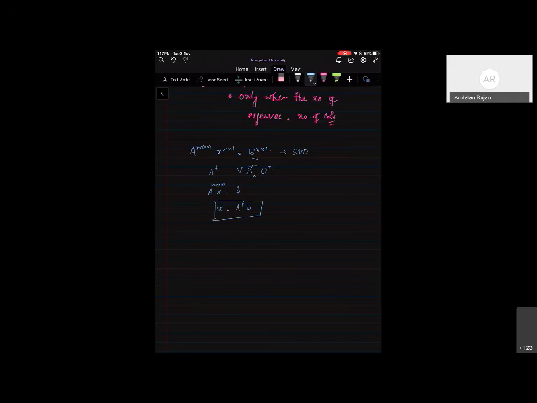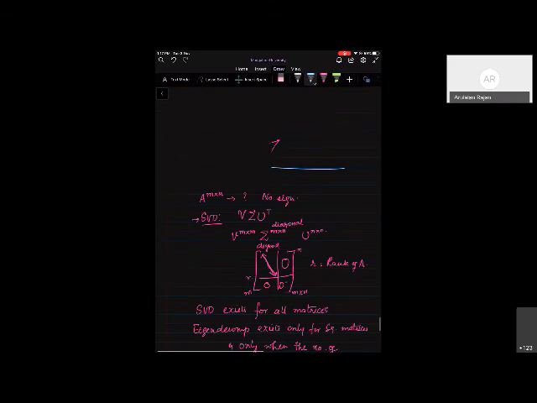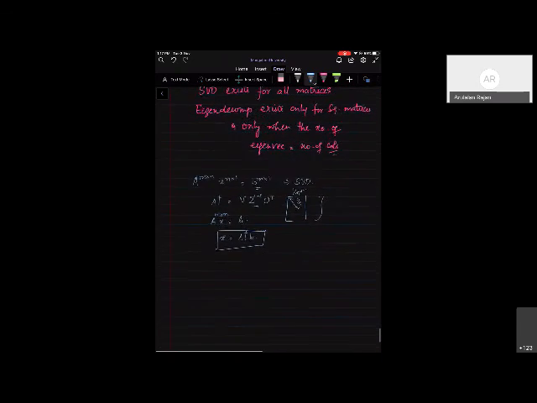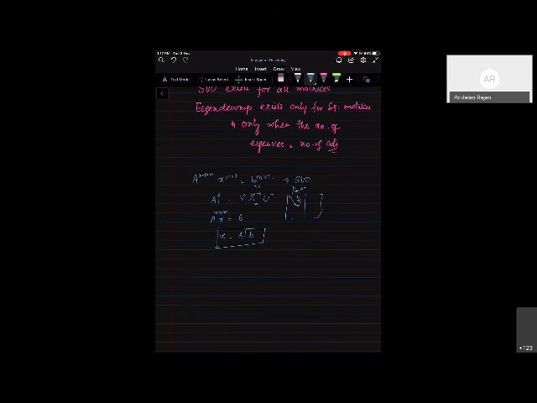In sigma inverse, you don't worry about the places where it has zeros. Wherever you have non-zero diagonal elements, there alone you put 1 by sigma 1, 1 by sigma 2, and so on. These diagonal elements of sigma are called singular values. X is equal to A pseudo inverse B.